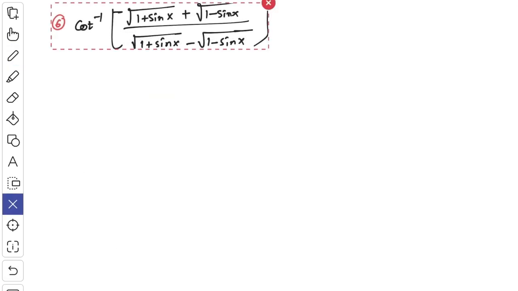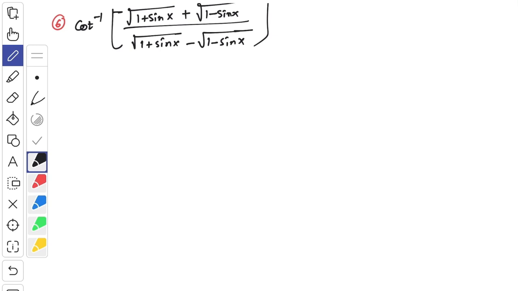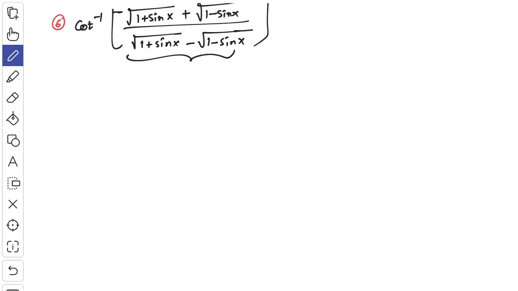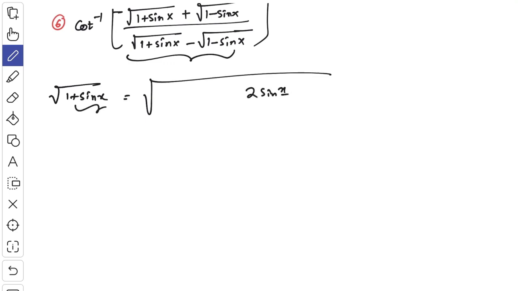Now before we differentiate this, let us simplify this term which is within the bracket. So first, if you take 1 plus sine x, this sine x can be written as 2 sine x by 2 cos x by 2, right?